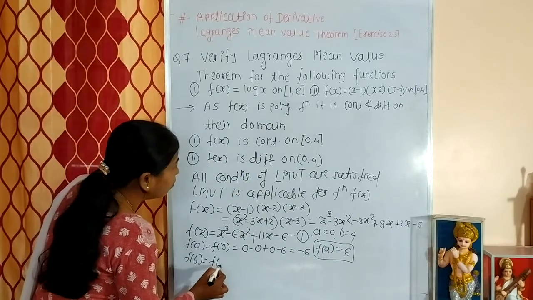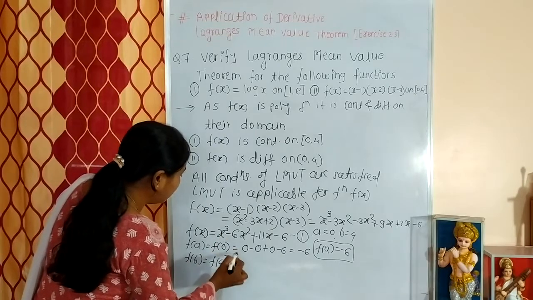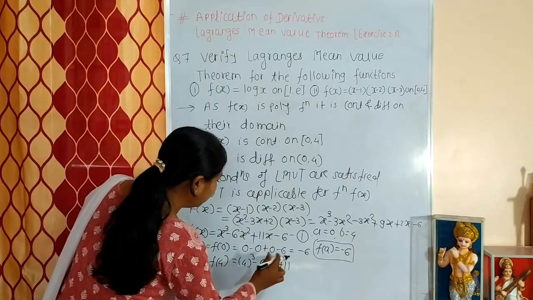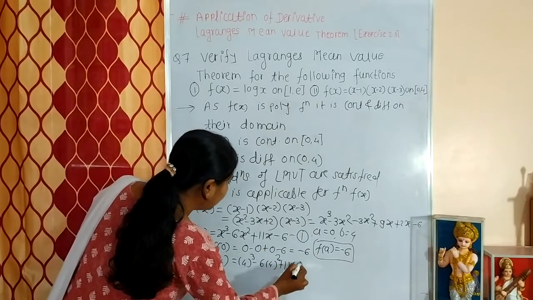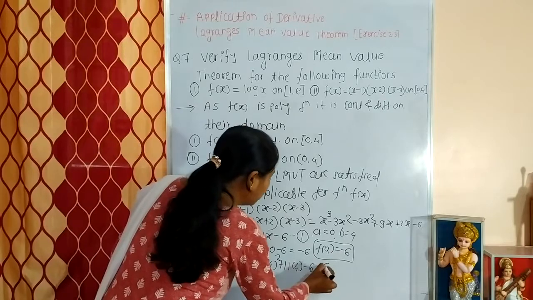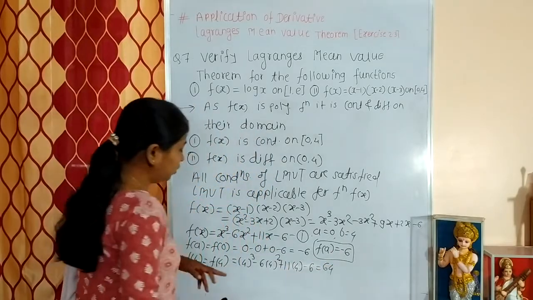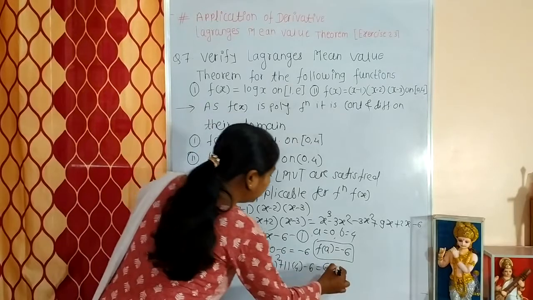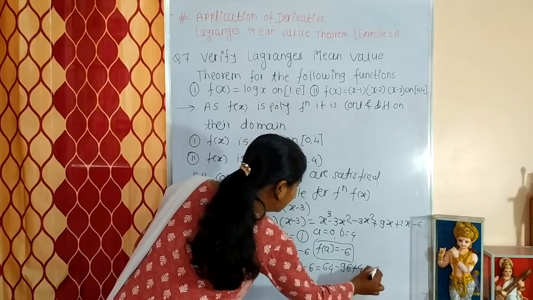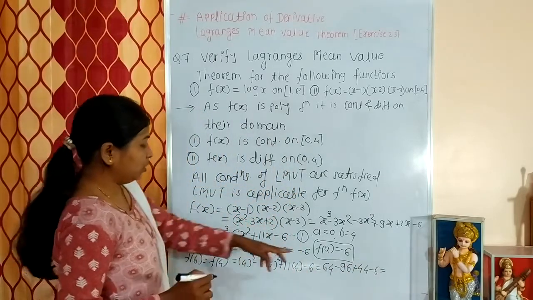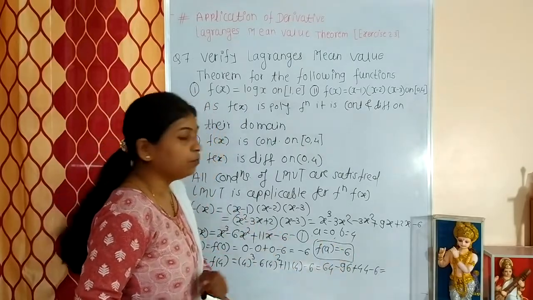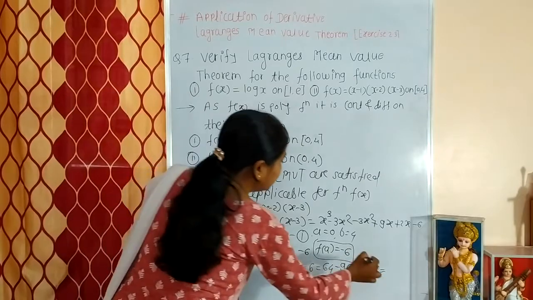So f of b means f of 4. Substituting 4, we get 4 cube minus 6 into 4 square plus 11 into 4 minus 6. Simplifying this: 4 cube is 64, then 4 square into 6 is 96, so minus 96. Next, 11 into 4 is 44, minus 6. Then simplifying: minus 96 minus 6 is minus 102, and 64 plus 44 is 108. So the simplification is plus 6.